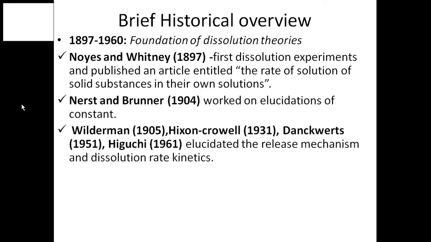Further works were made by Wilderman in 1905, who first proposed the film theory, and Hixson-Crowell in 1931, who studied the release kinetics based on surface erosion. We also know about the Danckwerts surface renewal model in 1951, and Higuchi, which is well known for Higuchi kinetics, was proposed in 1961. Everything I mentioned elucidated the release mechanisms and dissolution rate kinetics.